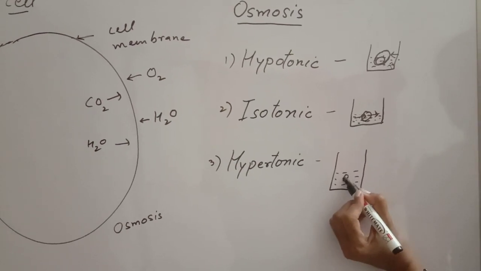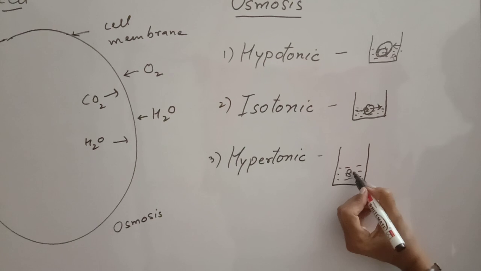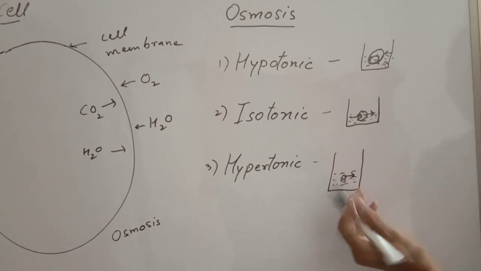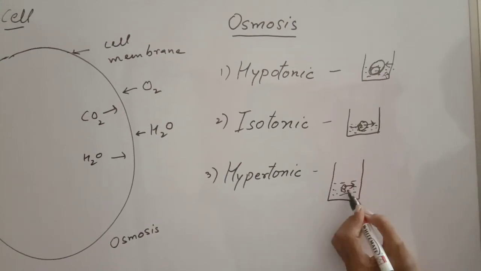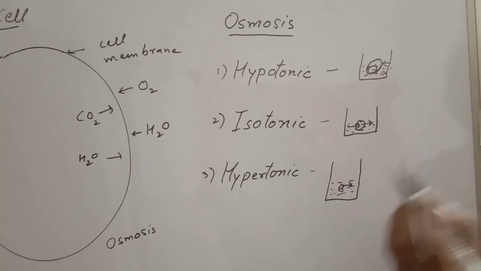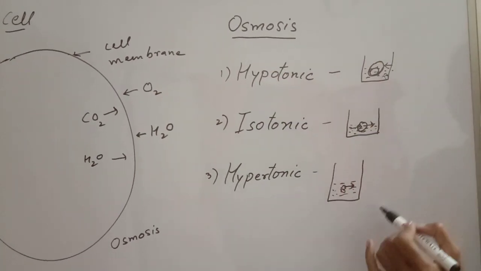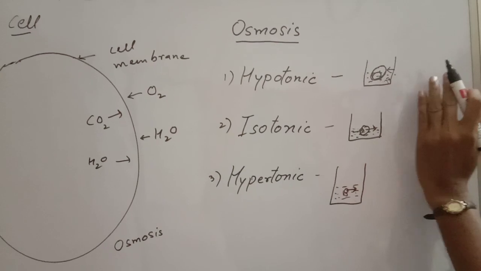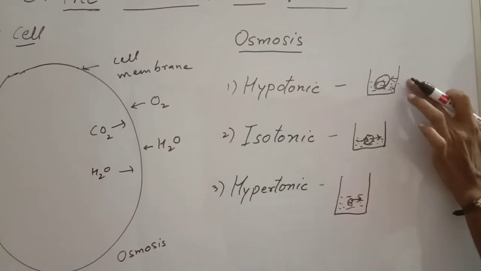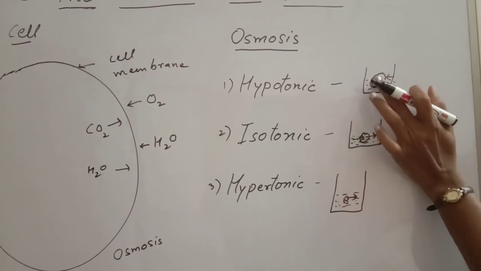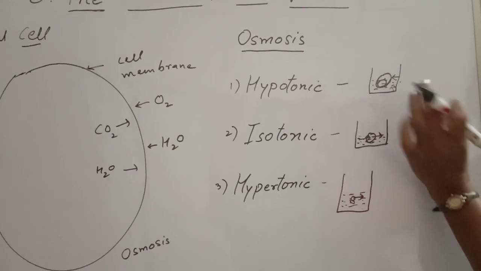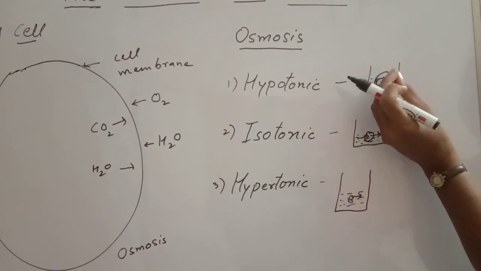So the cell shrinks. Okay. So actually what had happened? Water comes outside from the cell. So the cell shrinks, and such a solution is called hypertonic solution. So again, all are osmosis processes, but the amount of water going inside is more as compared to the water coming outside in this case. The water is coming outside also, but that is very less as compared to the water going inside. So our cell becomes plumpy.